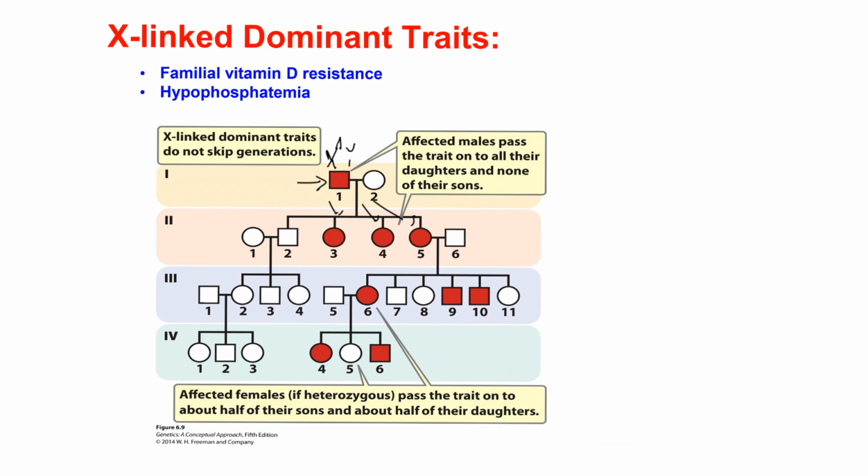If an affected female is heterozygous, she passes the trait to half of her sons and to half of her daughters. However, if she is homozygous for the X-linked dominant trait, she would pass it to all of her sons and to all of her daughters.